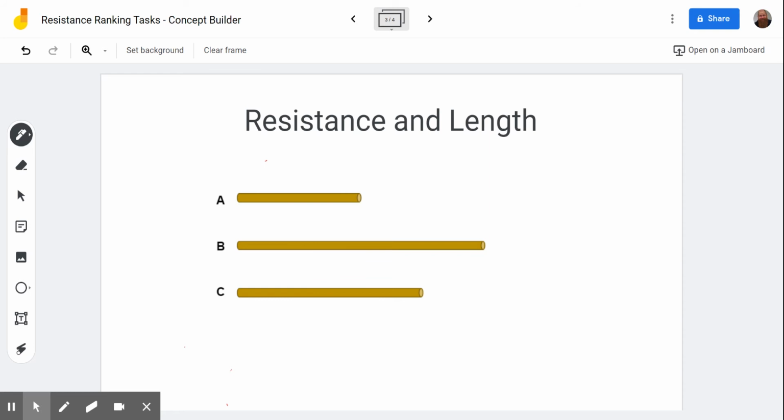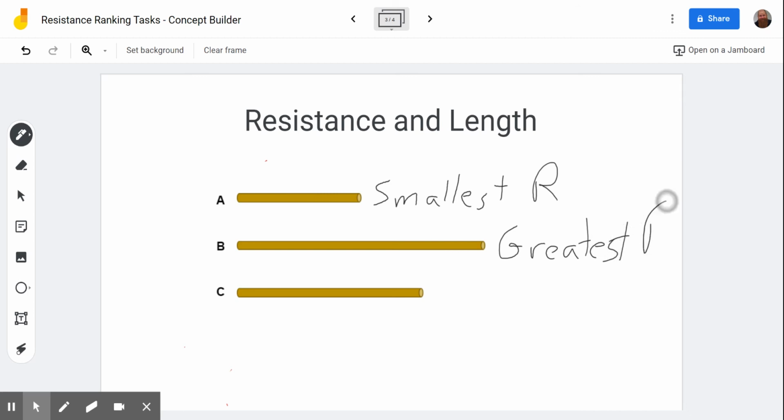So we had just finished saying that the shorter wire had less resistance, and I think they used the term smallest. The smallest resistance. The longest one has the most obstacles, so that has the greatest resistance. And the medium one is in the middle. Middleist resistance, I believe, is the term. So that's what you'll see in the first one, resistance and length.